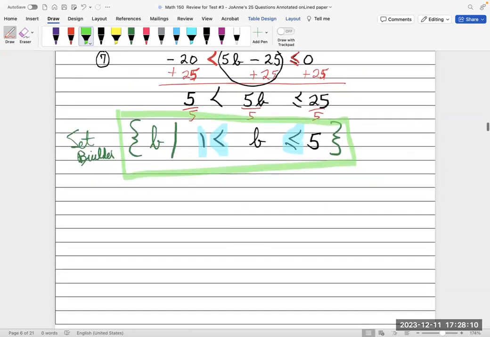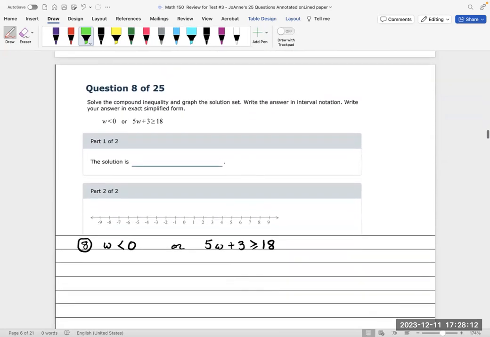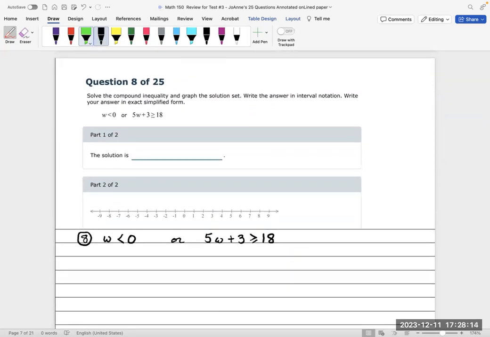Next problem. Number 8. Solve the compound inequality. In this case, it's an or. I need to find all of the W's that will make this equation or this equation true. Well, the one on the left is simplified, as simple as it can go. On the right, I want to isolate the W. So I will do whatever I want to both sides. When I add or subtract, I simply copy the inequality. 18 minus 3.